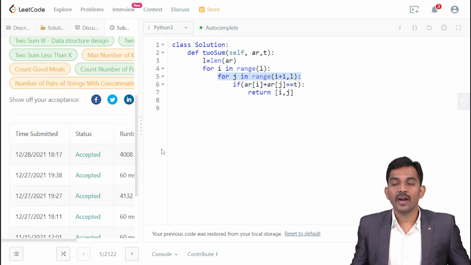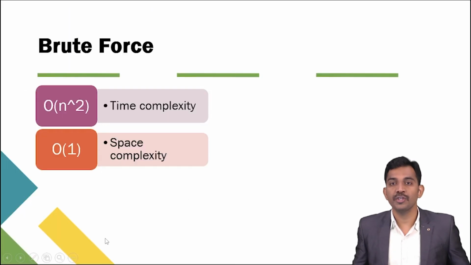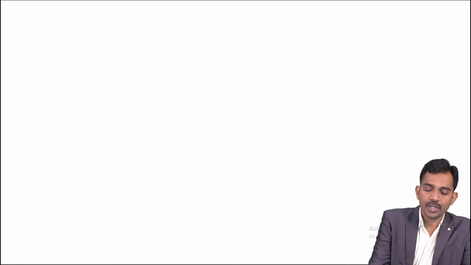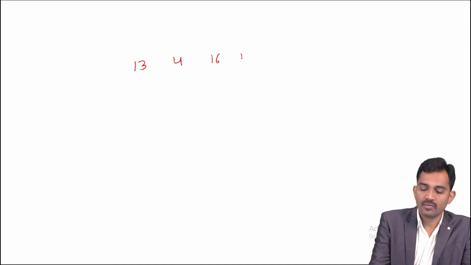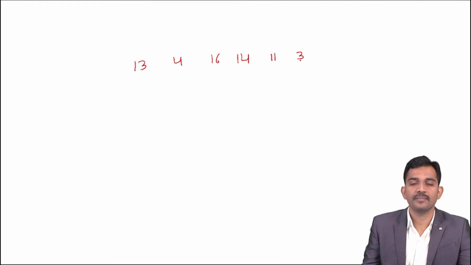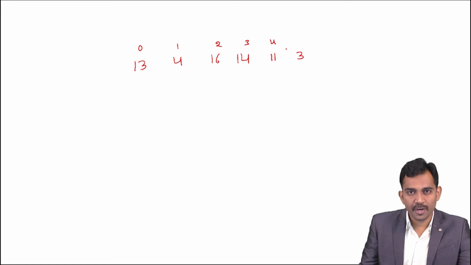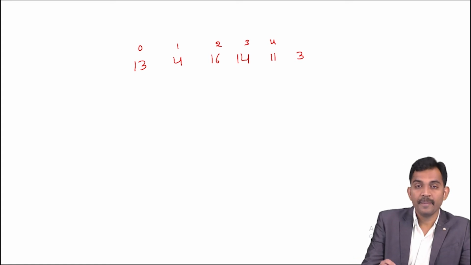To solve this problem in linear time, what should we do? To solve this in linear time, I'm going to use the hash map technique. How to apply a hash map? I'm going to take an example: 13, 4, 16, 14, 11, 3. These are the elements, and the indices are 0, 1, 2, 3, 4, 5. As per the list, you will get an element based on the index.